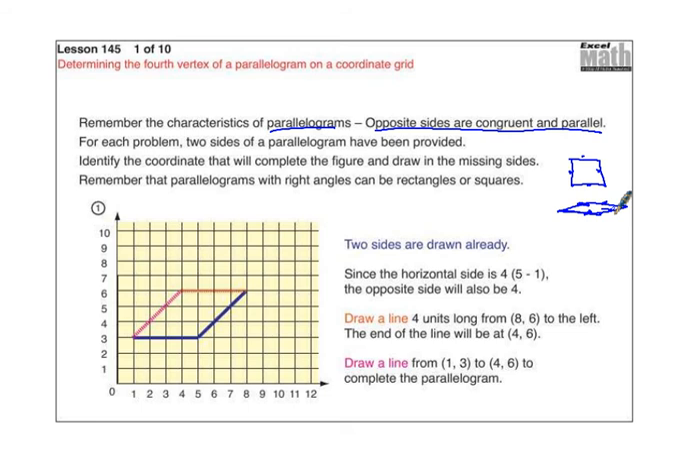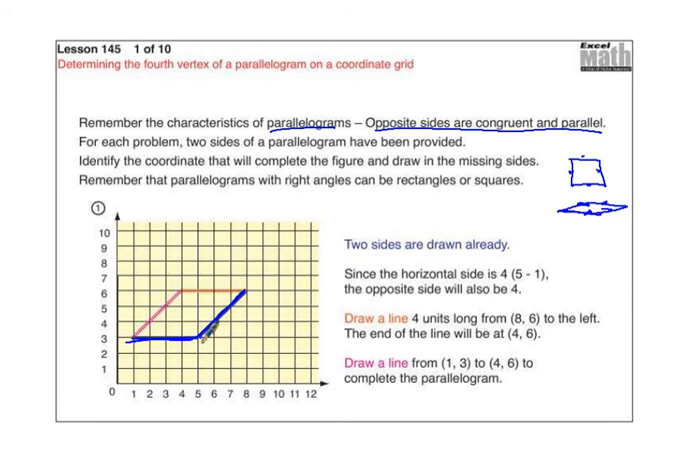For each problem, two sides of a parallelogram have been provided. Identify the coordinate that will complete the figure and draw in the missing sides. Remember that parallelograms with right angles can be rectangles or squares. So what they've done is they've given you this line right here and this line right here, and it says two sides are drawn already.